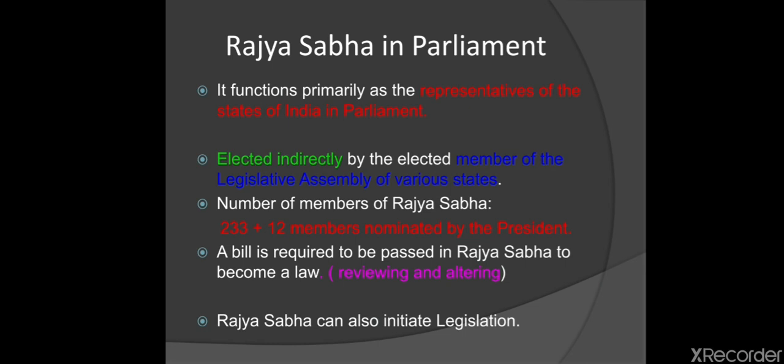And not only passing the bill, Rajya Sabha can also initiate legislation. Means they can also initiate the law making process. They can also take out any bill regarding any new policy, which has to be passed by the Lok Sabha for approval. So these two houses are important, and the approval of both the houses is important for any law to be made in the country.